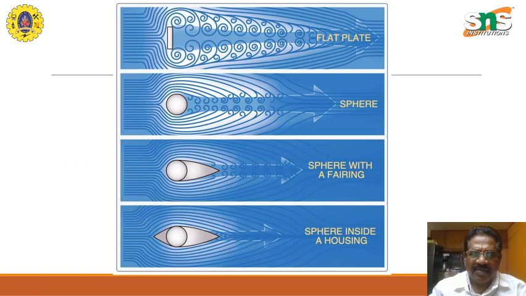Here, the drag is shown. We have different types of obstacles put there, such as a flat plate or a sphere, and the sphere which has a fairing. Fairing is something to reduce the abrupt change in the geometry shape. We have the smoothing out of this. This is one side fairing, and here we have fairing on both the sides, and this is more of an ideal way of trying to reduce the drag.